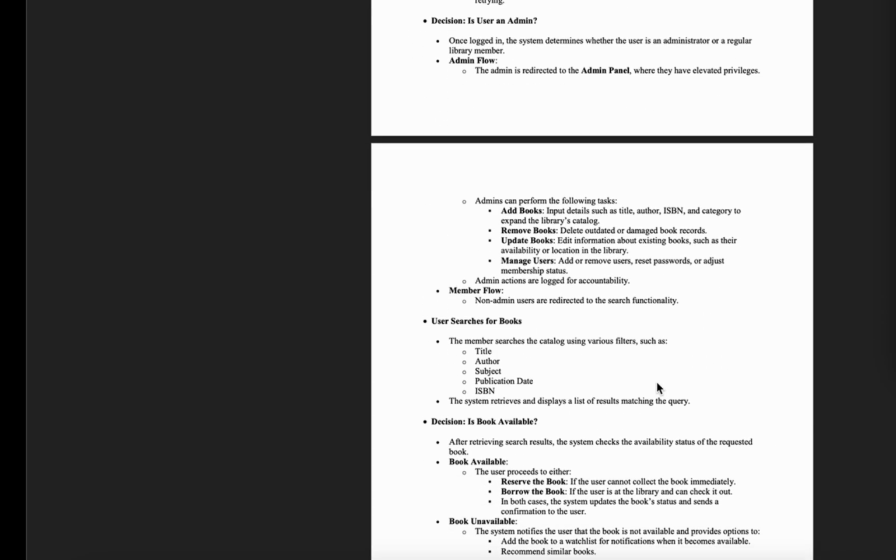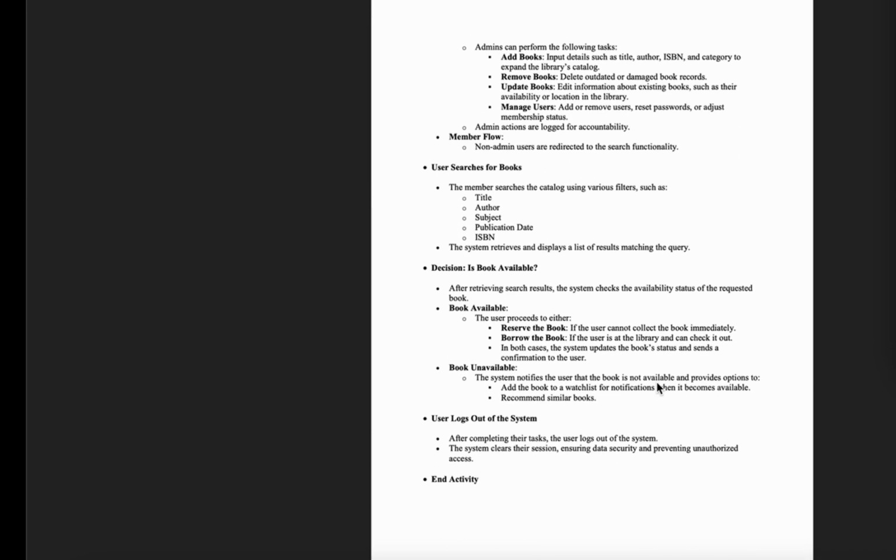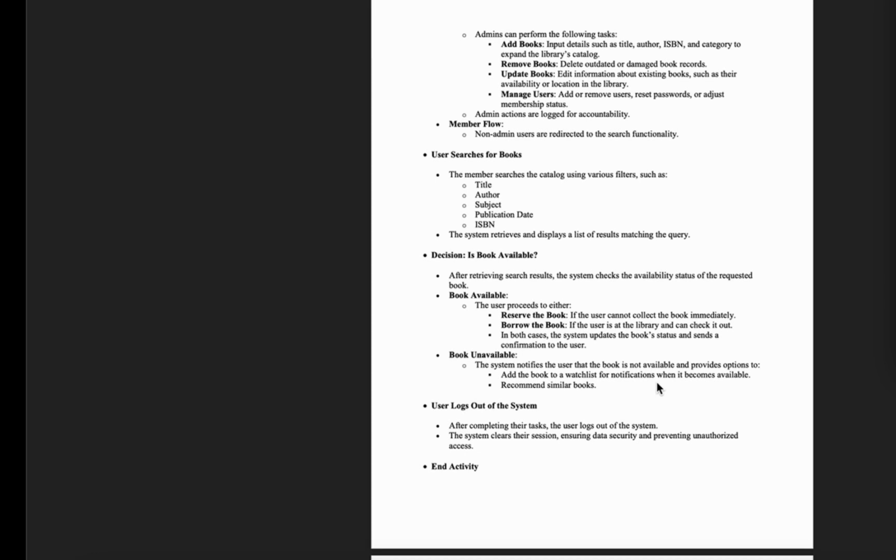So after that, the member flow, and then the user searches for books. Like the member search, the catalog user can apply filters such as title, author, subject, and publication date. The system right away displays a list of results matching the query. And then the system checks if the book is available. After the search result, the system checks the availability status of the requested book. If available, the user proceeds to either reserve the book or borrow the book.